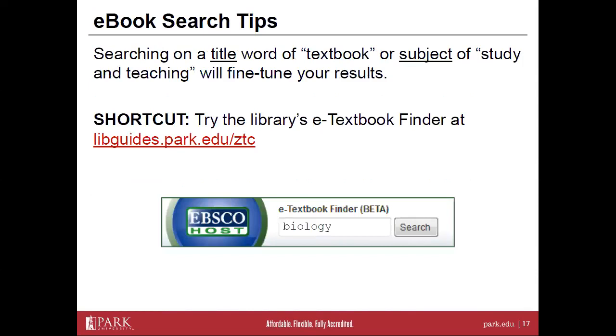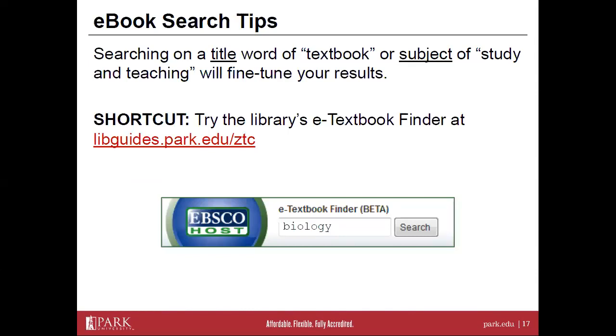So, ebook search tips. There are a couple of ways that you can look for ebooks in Pirate Search that involve adding particular criteria to your search query, whether it's textbook or study and teaching, to fine-tune your results. But I would like to put in a plug here for a particular research guide that we've just set up here. This address, libguides.park.edu/ZTC for zero textbook cost. We have what I'm branding as a beta e-textbook finder tool that you can use there.